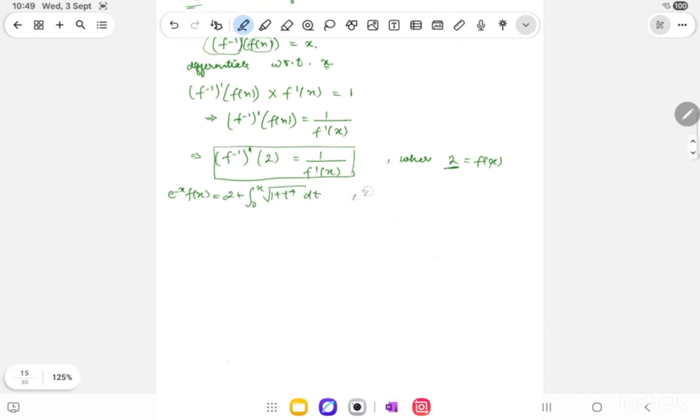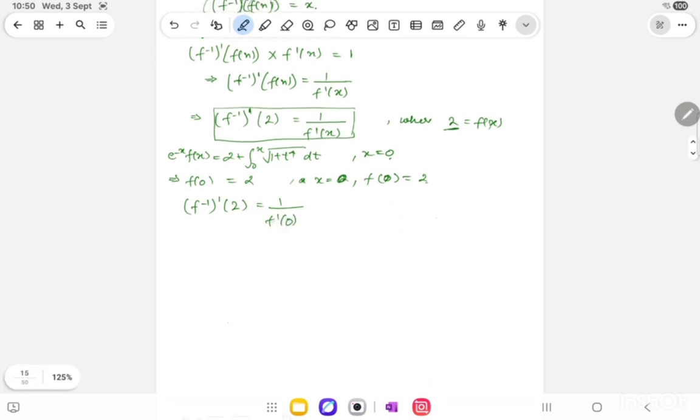So if I take x equals 0 here, I'll be getting f of 0 is equal to 2. This term will become 0 because the integration will be from 0 to 0, so that is 0 only. So at x equals 0, f is taking value 2. So the derivative of f inverse at 2 is basically 1 upon f dash 0. Now I am supposed to find the value of f dash at x equals 0 to find this.